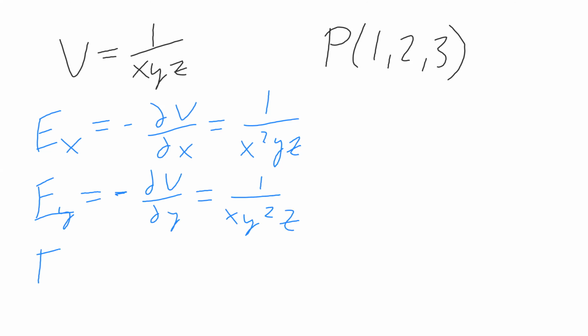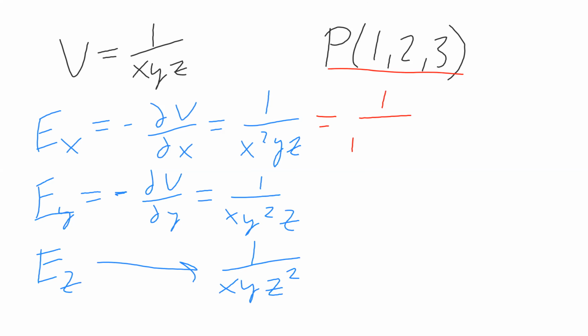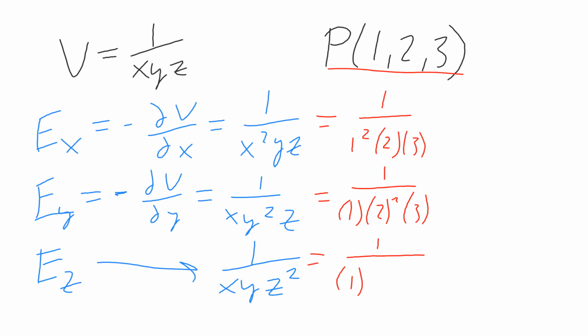And then you could probably guess where this is going for the z component. We could probably follow this pattern and say that we end up with 1 on x y z squared. All right, and then the next step is to plug in our values for x, y, and z. So our first one, we'd have 1 on 1 squared times 2 times 3. For our second one, we have 1 on 1 times 2 squared times 3. And then for the last one, we have 1 on 1 times 2 times 3 squared.